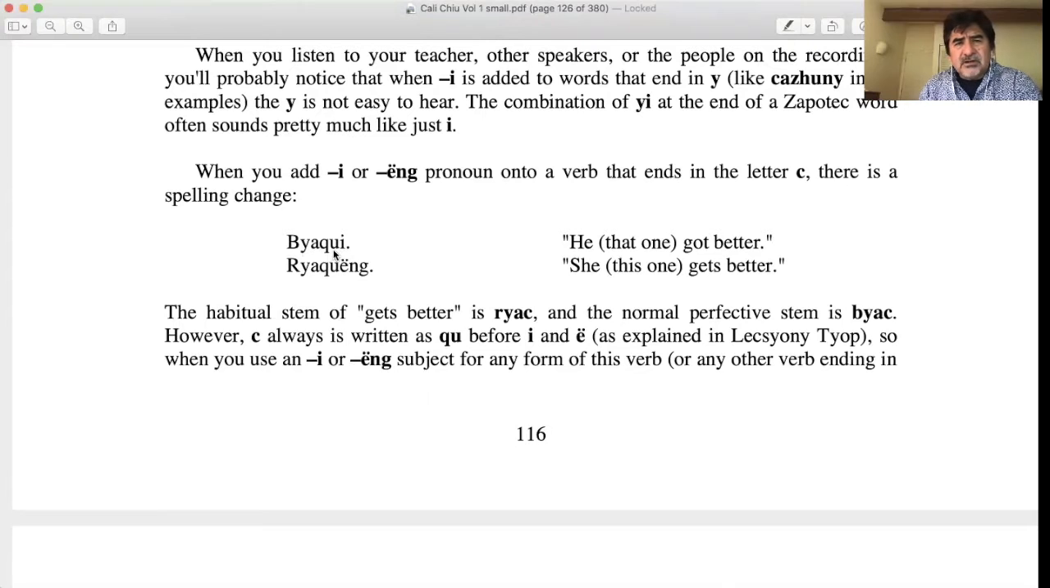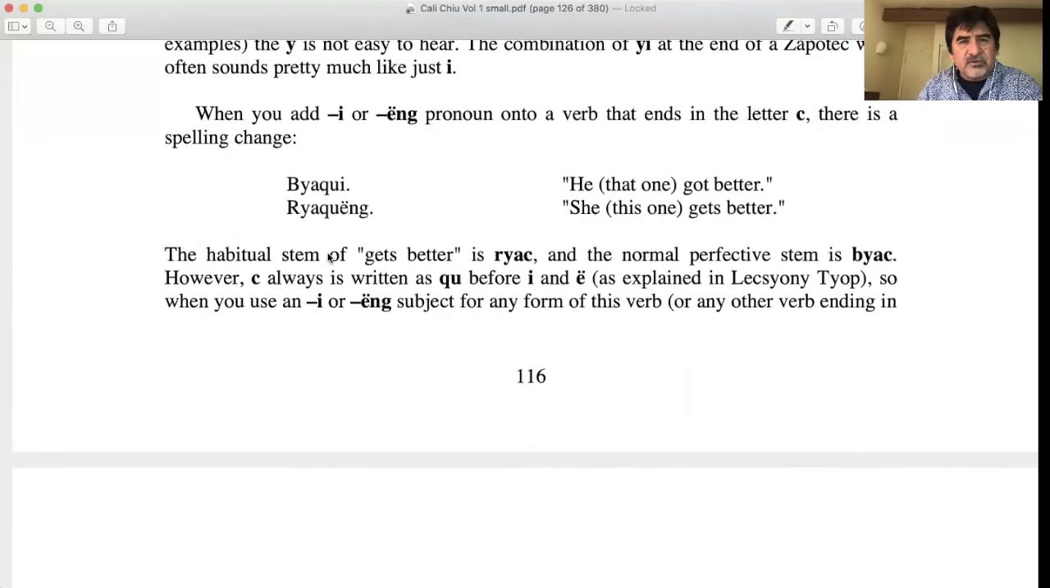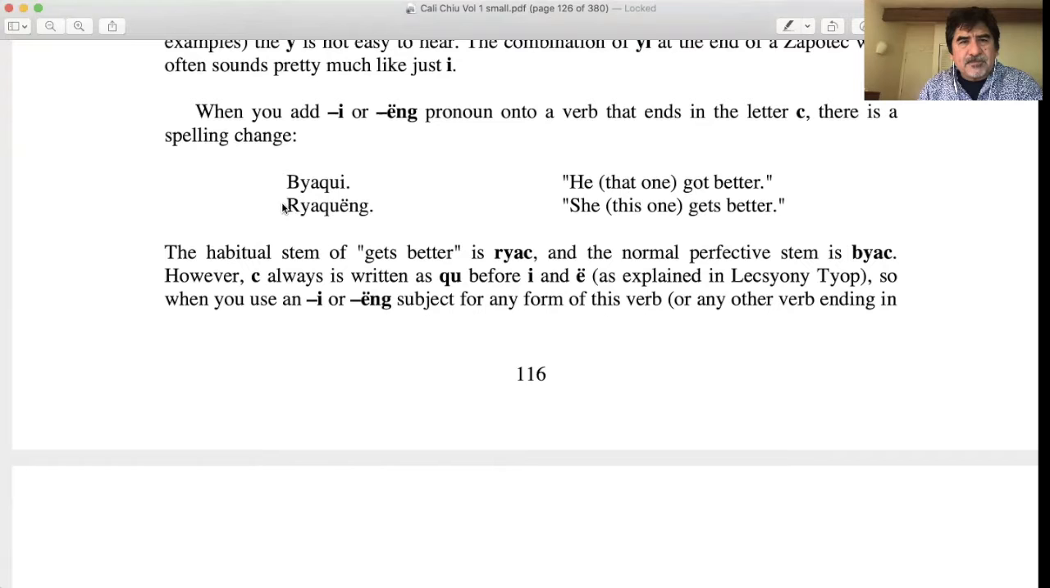One more thing. We talked earlier that when we have a verb such as riak, which ends with a C, we change that when we're going to be using an i or an e. It's like the Spanish rules, where you change the C into a QU so you can pronounce the i. So in this case, the C changes into QU, and then we add the i or the e with two dots. So we pronounce those biaki, riakan.